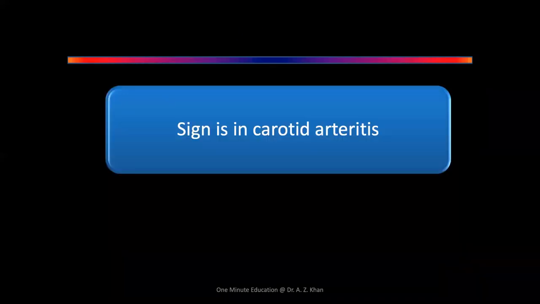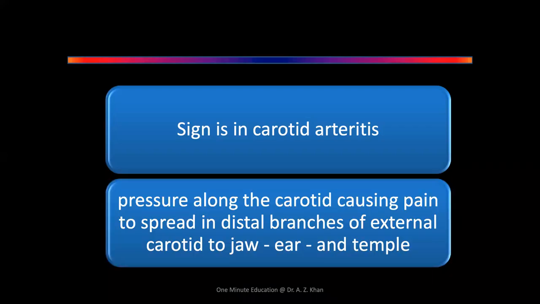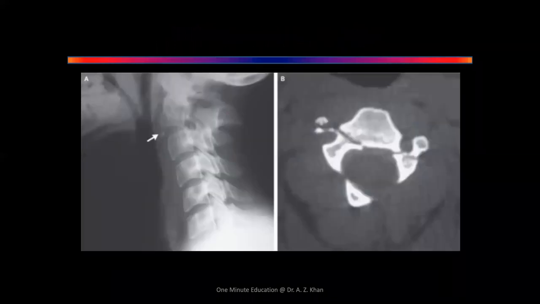All right. Now, the next one is, you may not know it, but it's okay. Signs in carotid arteritis with pain along the carotid to the jaw, ear, and temple, okay? You may not know it, it's okay. It's called the face sign, okay? Forget that. It's pain in the jaw in carotid arteritis. It's an extension of Takayasu's disease.